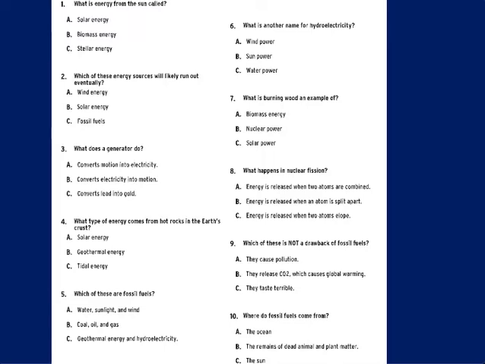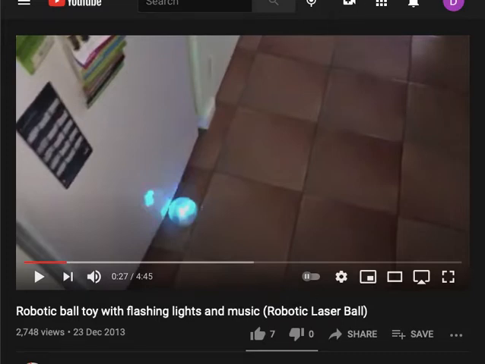Now, we're going to watch a little bit of Tim and Moby, and then these will be the questions. So what is the energy from the sun called? Which of these energy sources will likely run out eventually? What does a generator do? What type of energy comes from hot rocks in the Earth's crust? Which of these are fossil fuels? What is another name for hydroelectricity? What is burning wood an example of? What happens in nuclear fission? And which of these is not a drawback of fossil fuels? And where do fossil fuels come from?